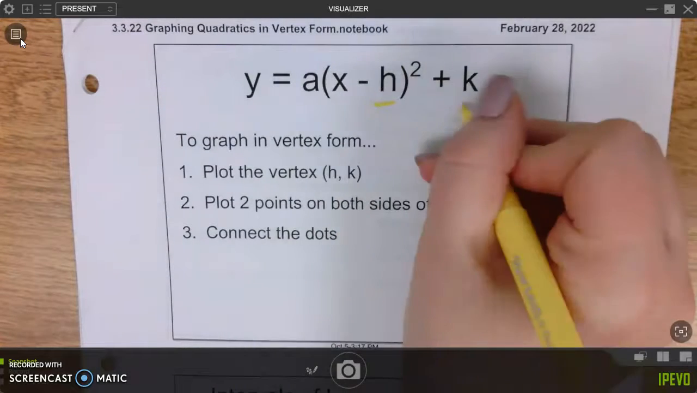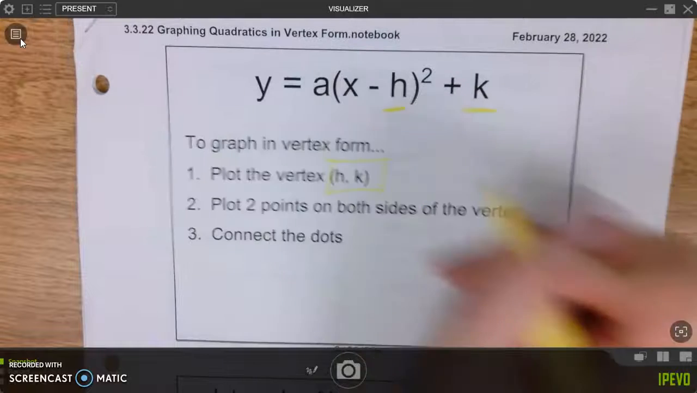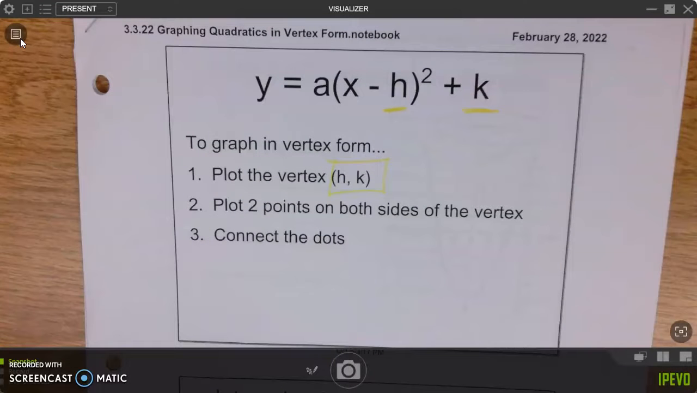Your vertex is in the form of h, k, right? So it's already given to you. You don't have to do negative b over 2a. All you have to do is find the vertex, plot the vertex, plot 2 points on the left and 2 points on the right of the vertex, and then connect your dots, okay?